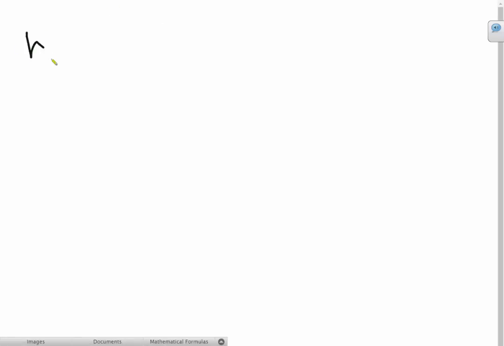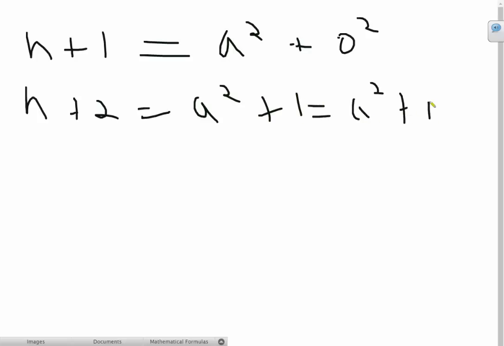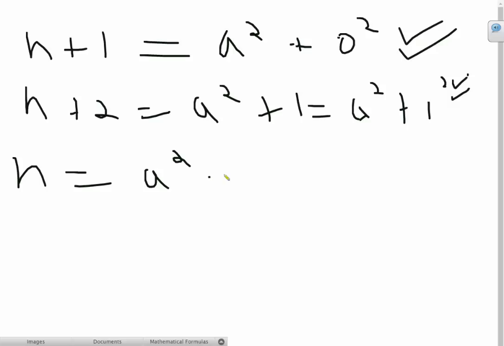Anyway, first off, let's say that n plus 1 is a perfect square. This means n plus 1 equals a squared plus 0 squared, where a is again just an integer. So we have that n plus 2 will naturally be a squared plus 1, which is just a squared plus 1 squared. And both of these fulfill the conditions, so there's no problem with this end. But now let's look at n. So n is going to be a squared minus 1. And this is not a perfect square, of course, because it's negative, right?